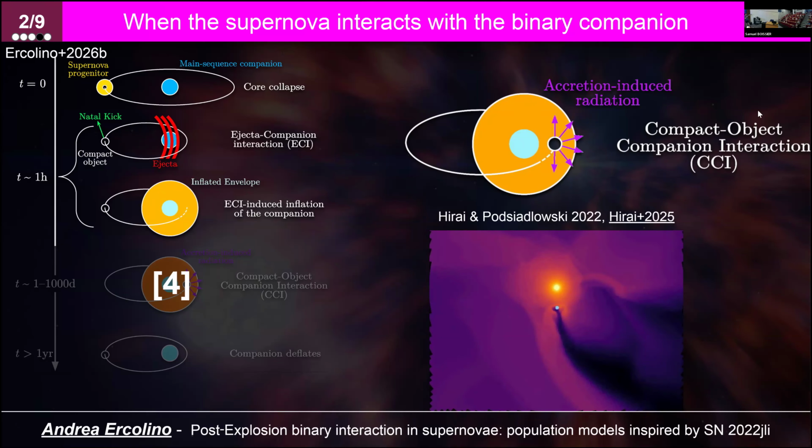What you would expect, though, is that since this is an effect coming just from the binary orbit, it should give rise to periodic effects in the supernova. And just because I will say this a couple of times, we refer to this phenomenon as compact object companion interaction, which is the complete name, a bit of a mouthful, so I'll just say CCI for short.